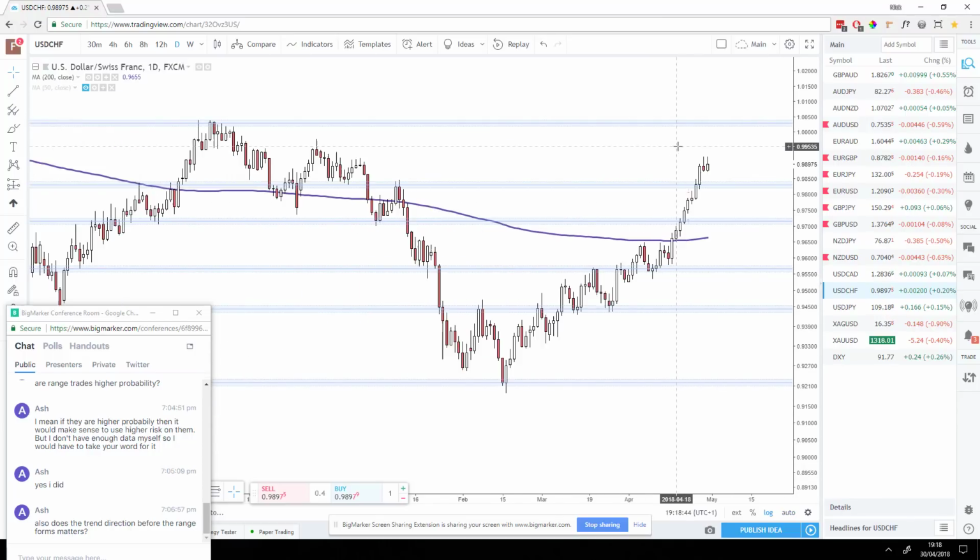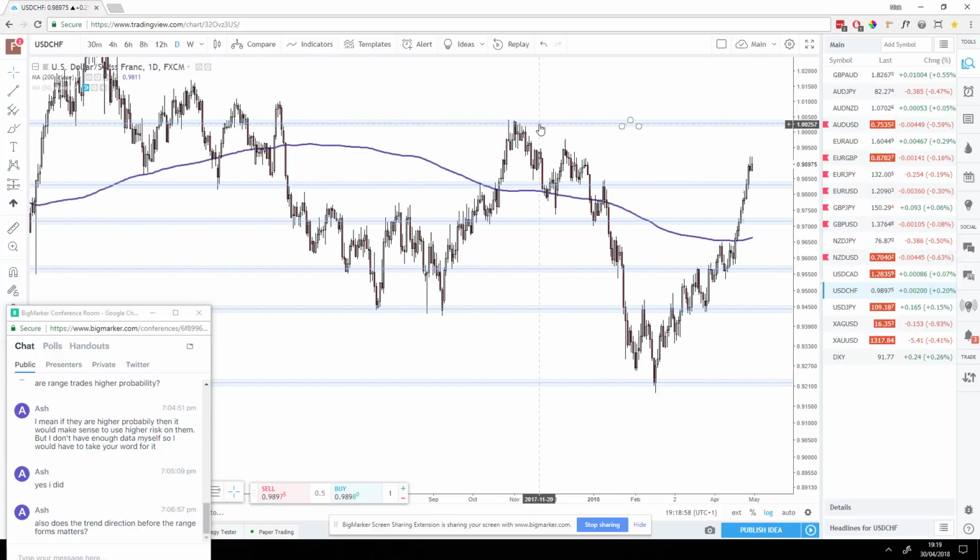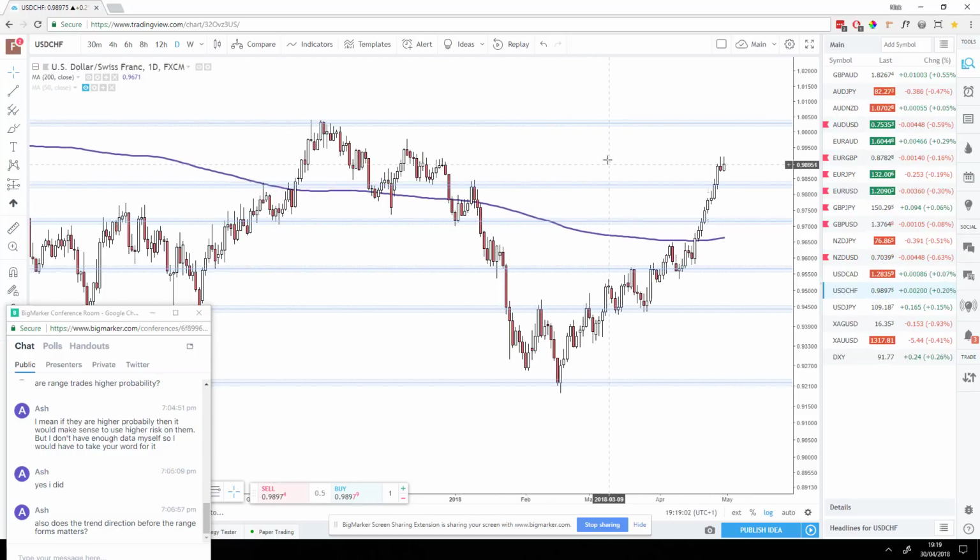USD CHF, this one just doesn't want to stop pushing up, does it? Just up and up and up. It's about to hit that one. Getting very close to it. Last time it got to one, it got just above it and it pulled away real quick. So let's see how it plays out here.